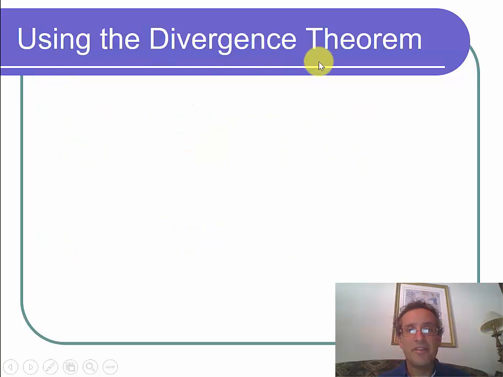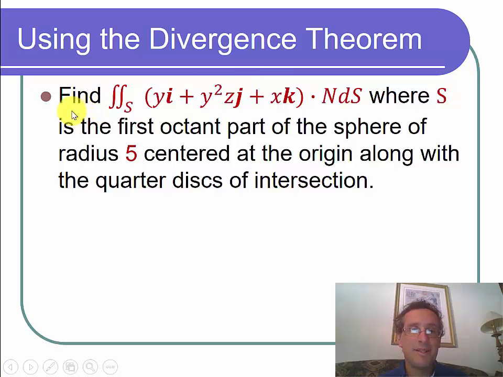So now let's use the divergence theorem. Here's an example. Let's find the surface integral over the surface S of yi plus y squared zj plus xk dot n ds, where S is the first octant part of the sphere of radius 5, centered at the origin, along with the quarter disks of intersection. The good news is we can use the divergence theorem, since S is a closed surface, and certainly the vector field is differentiable.